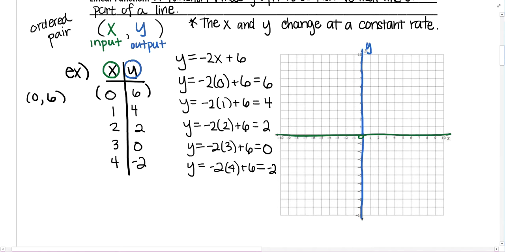So I'm going to go over 0, which means I'm going left or right nothing. I'm staying right here where there's a 0. And I'm going to go up 6. So up 1, 2, 3, 4, 5, 6. So that's on the y-axis.